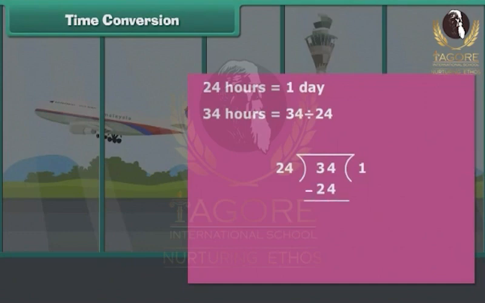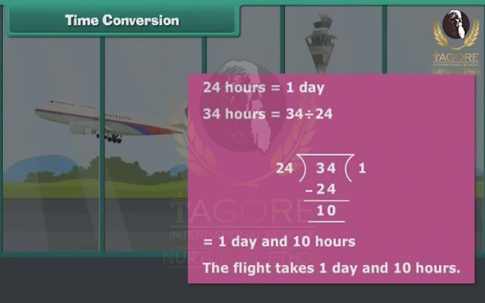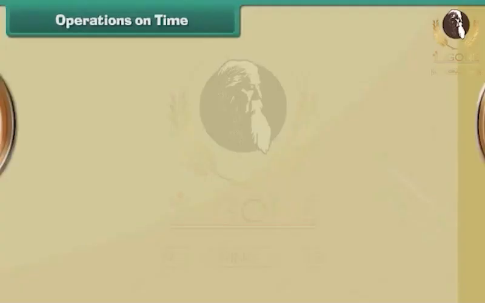Subtract and write the difference 10 below. There are no more digits left in 34. That brings us to the end of the division operation. 34 divided by 24 is 1 day and 10 hours. Therefore, the flight takes 1 day and 10 hours.